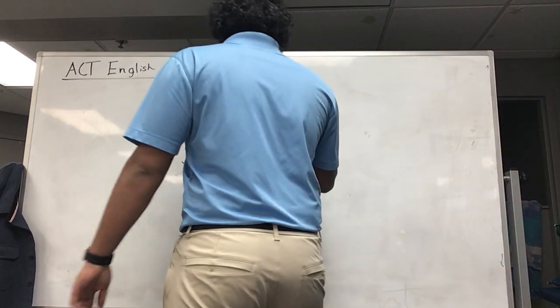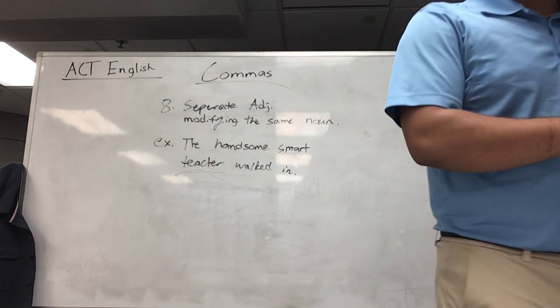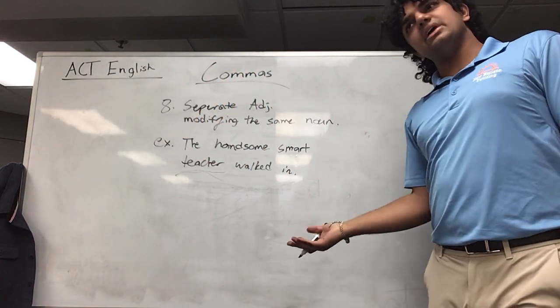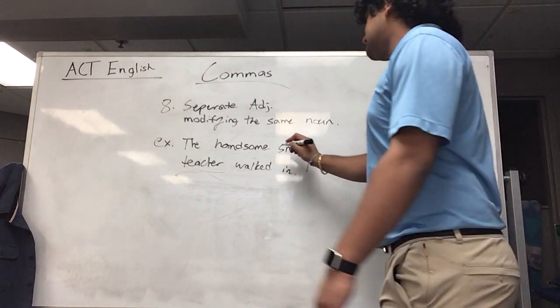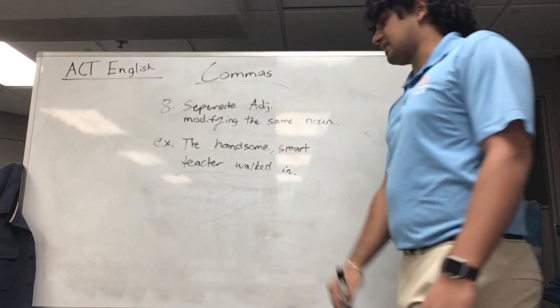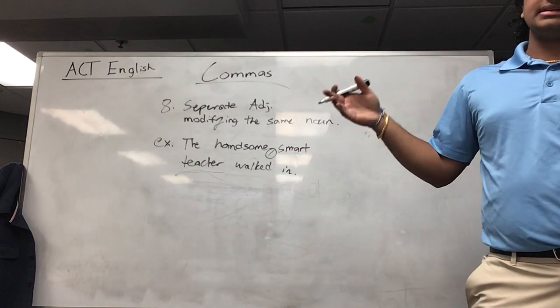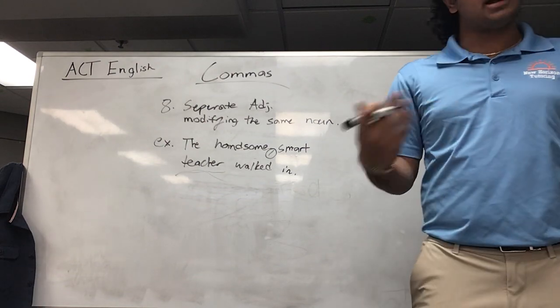Now let's say you wanted to add another adjective. Oh, I don't know, like maybe smart? Let's throw that one out there. If you said the handsome smart teacher walked in, this now is grammatically not sound. The reason is we have two adjectives describing the same noun, so therefore we have to put a comma in between there. So now it makes sense: the handsome, smart teacher walked in, with a comma in between.